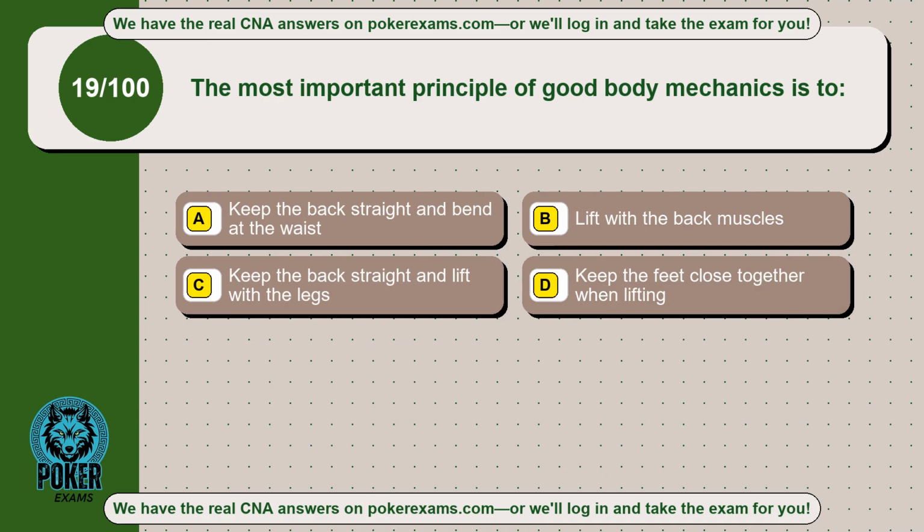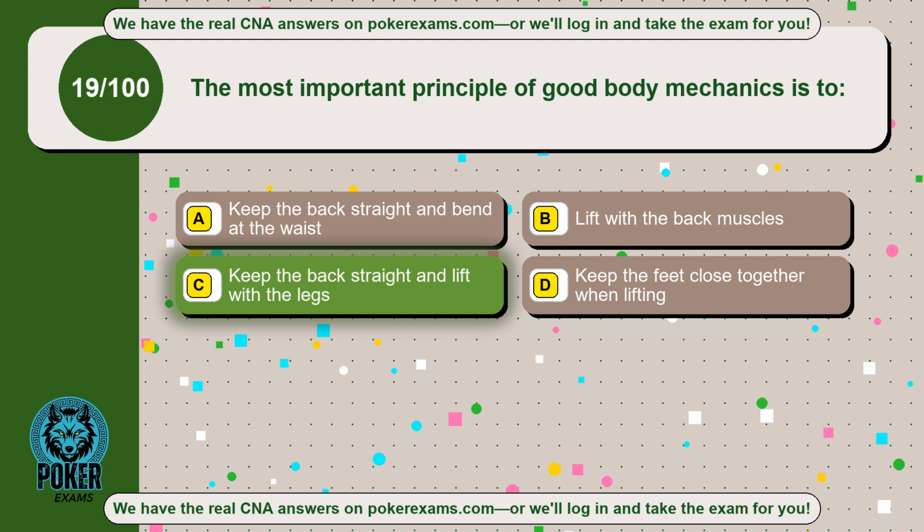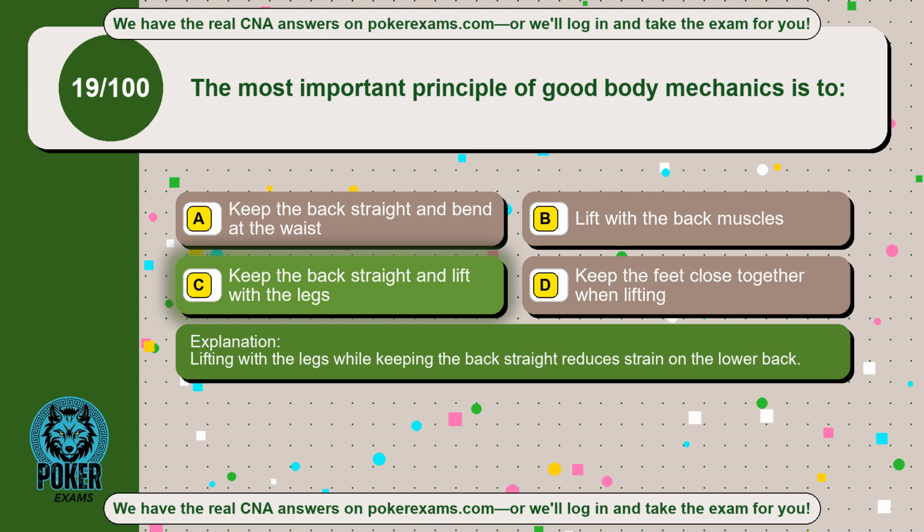Question 19. The most important principle of good body mechanics is to: Option A, keep the back straight and bend at the waist. Option B, lift with the back muscles. Option C, keep the back straight and lift with the legs. Option D, keep the feet close together when lifting. The correct answer is option C. Keep the back straight and lift with the legs. Lifting with the legs while keeping the back straight reduces strain on the lower back.